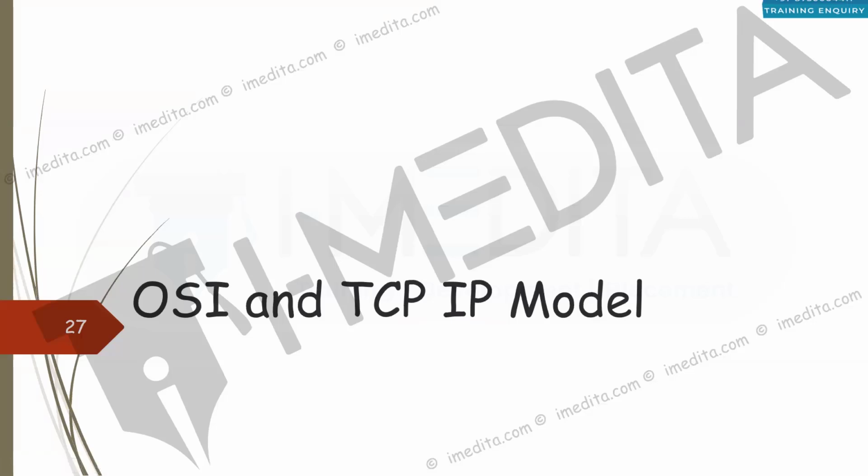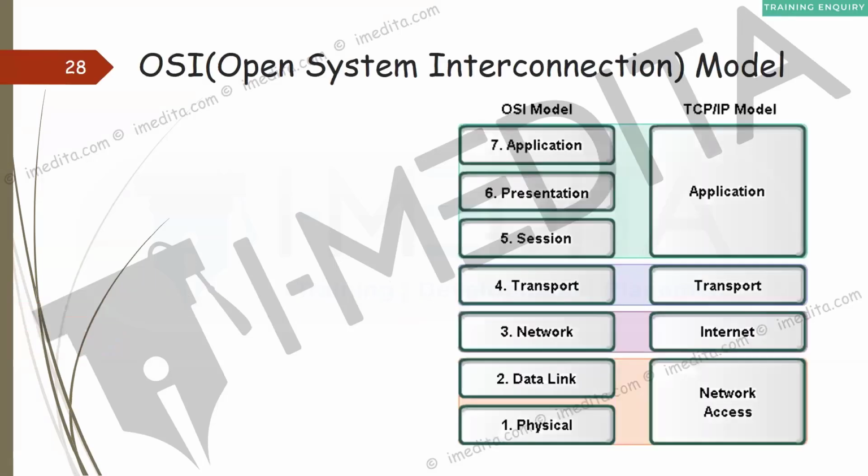So that is really important for us to understand. And to understand that, we have got this OSI model or TCP/IP model. So obviously OSI came first. The OSI model came first, where we had these 7 layers.